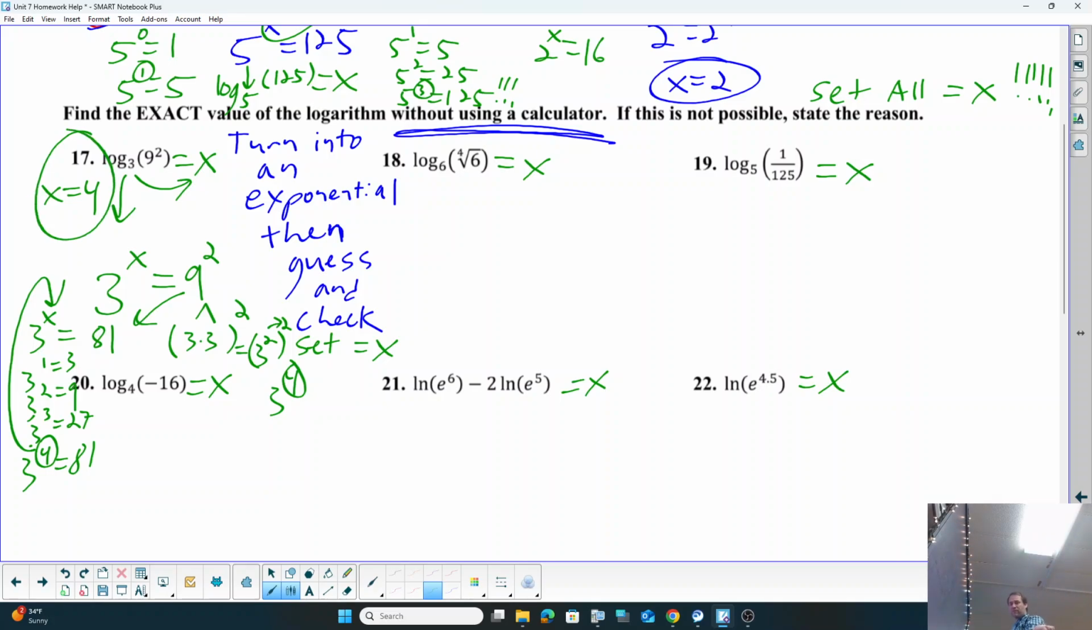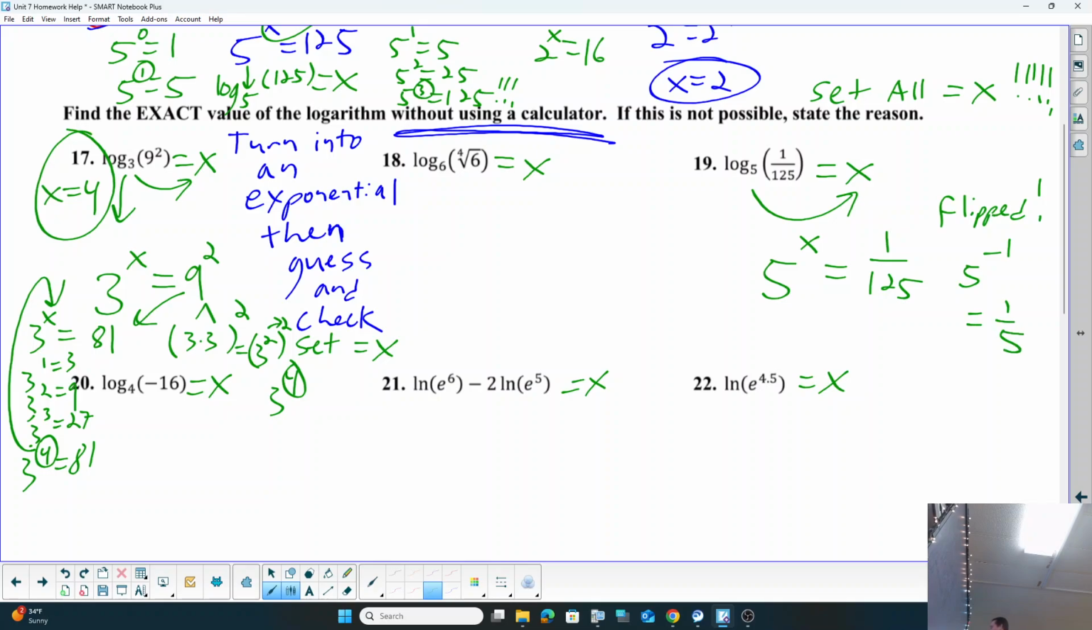Try 18 on your own. Don't forget that the 4th root of 6 is 6 to the 1/4 power. Okay, rewrite it. So 5 to the x power equals 1 over 125. First of all, I see that it's been flipped, so I'm thinking we need a negative. We need like 5 to the negative 1, because 5 to the negative 1 is 1/5.